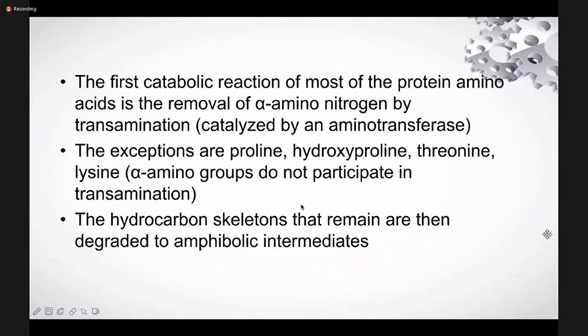So they have another process in their catabolism. They do not begin with transamination, or the removal of the alpha amino nitrogen. After removal of the alpha amino nitrogen, the hydrocarbon skeleton that remains is then degraded to amphibolic intermediates, and this is what we are interested in for this lecture, because we are done with the alpha amino nitrogen topic.